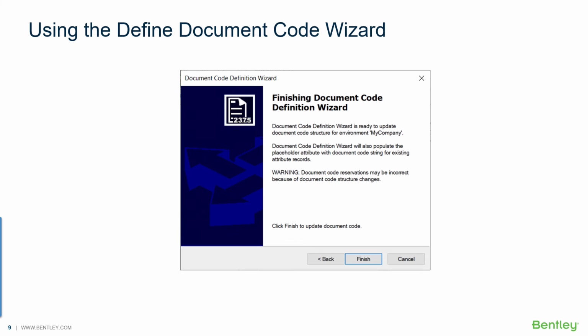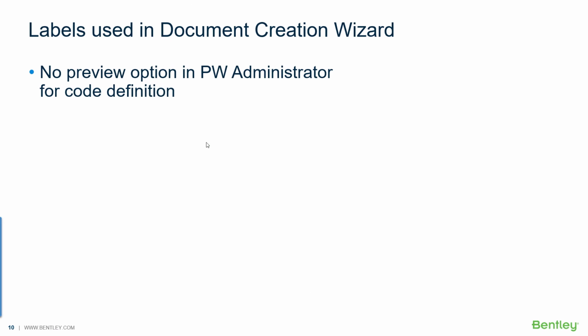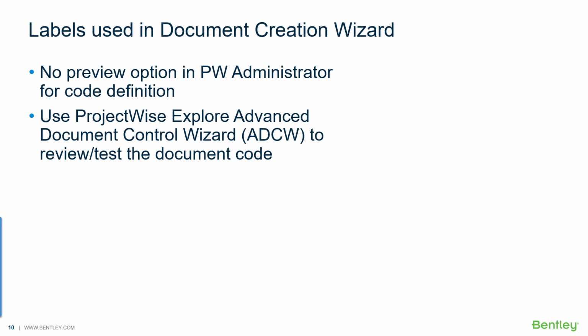The Define Document Code wizard can be relaunched anytime and will be pre-populated with all previously entered selections. After creating the document code definition in ProjectWise Administrator, there is no preview option to see how the form appears for a user entering the code parts. To test the document code, ProjectWise Explorer must be used, creating a document using the Advanced Document Creation Wizard.